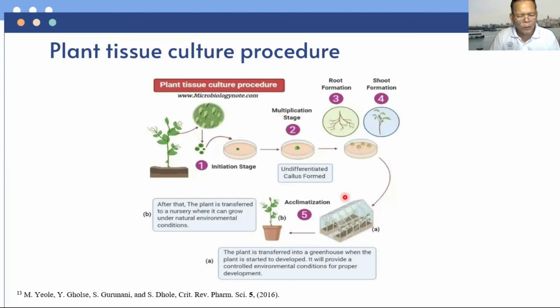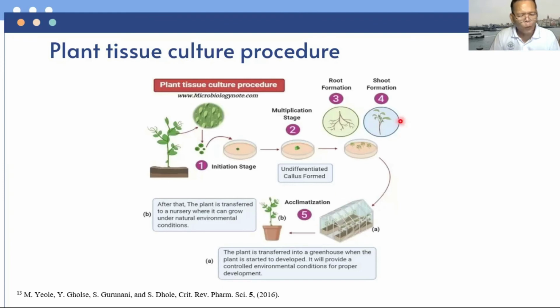The next step is the formation of root. The root formation starts with different plant growth hormones, initiating the development of roots. The next step is the formation of shoot. In this step, plant growth hormones are included, which help in the development of shoot. The shoot formation will be observed for a week.